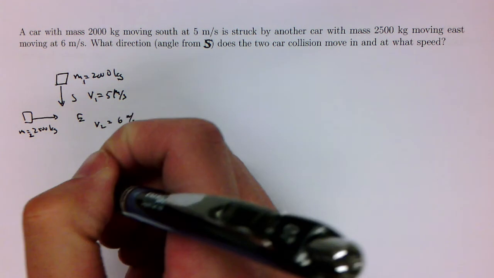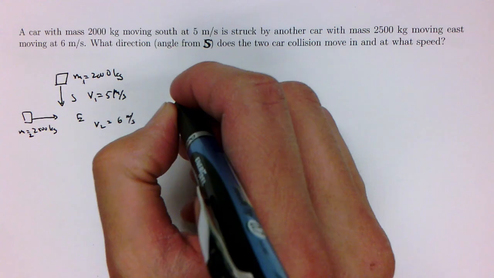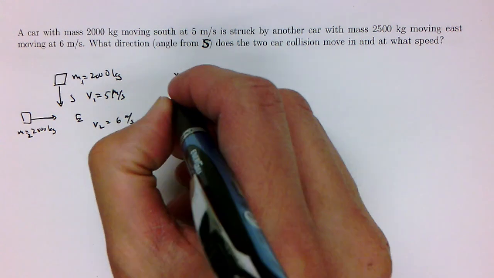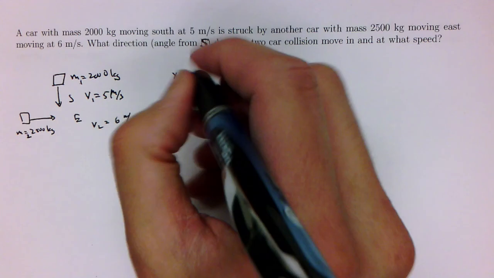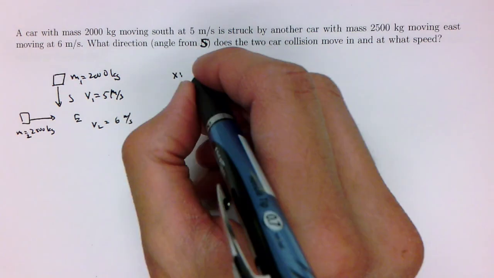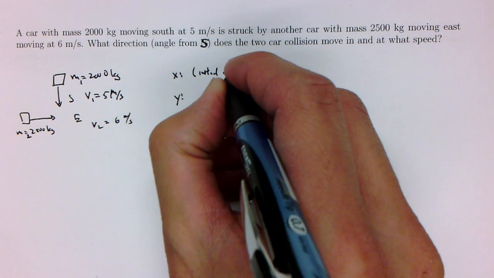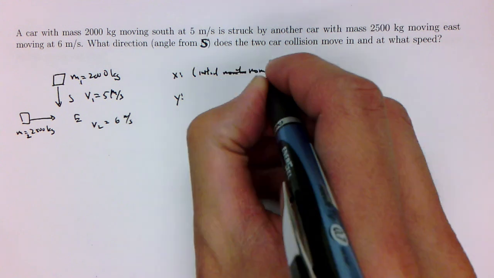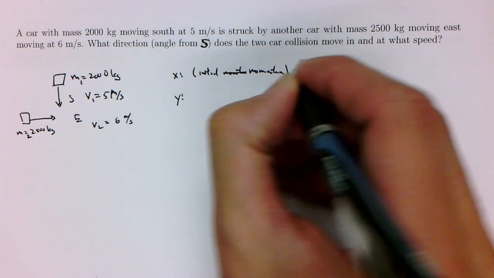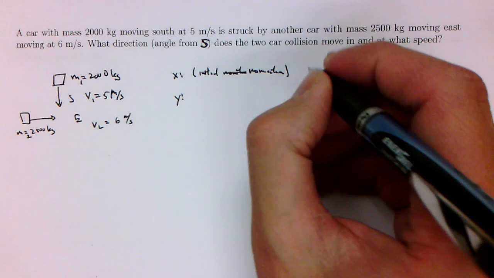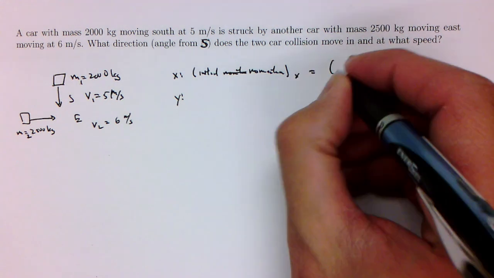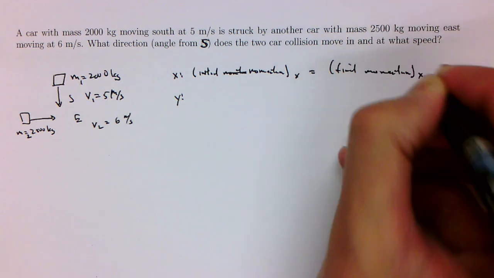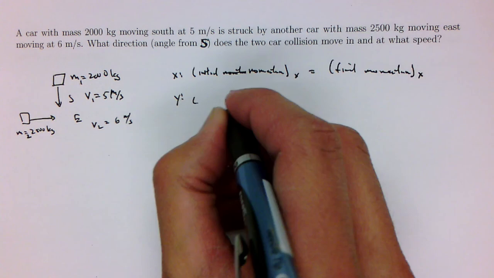Right? So let's recall how we do this problem when we have 2 dimensions. We just have to break into the x component and the y component. So what this means is that the initial momentum in the x direction is equal to the final momentum in the x direction, and ditto in the y direction.